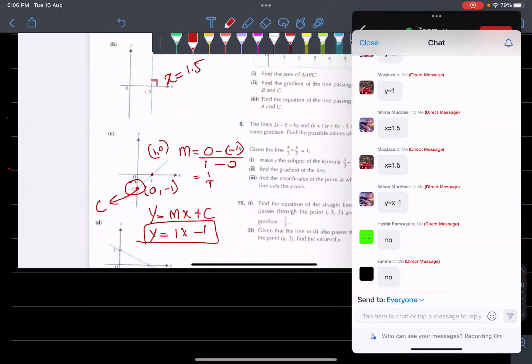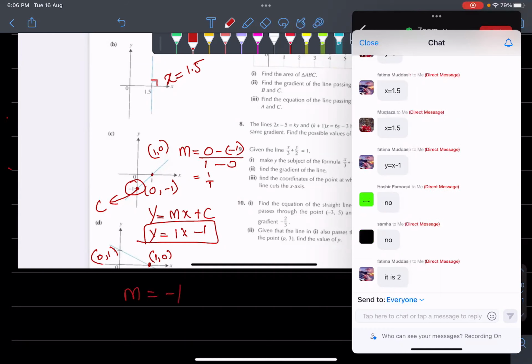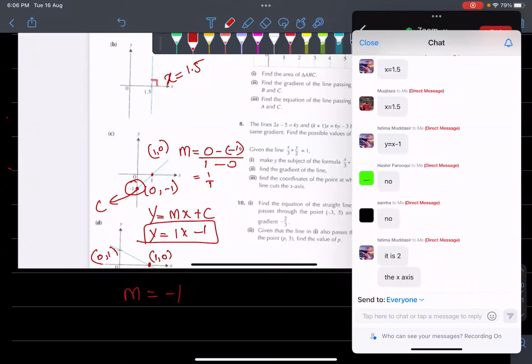Similarly, if we come to part D, this coordinate is 1 comma 0, and this is 0 comma 1. The x-intercept is 2, so the point is 2 comma 0. Now let's find the gradient. I'm taking the second coordinate as x2, y2: 0 minus 1 upon 2 minus 0, that is -1 upon 2.